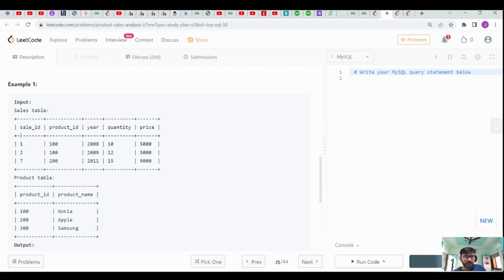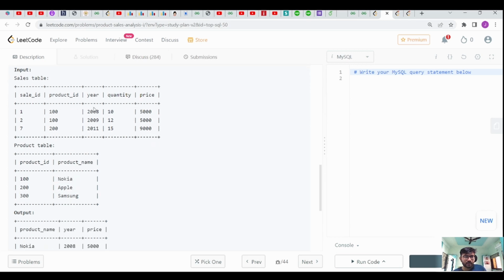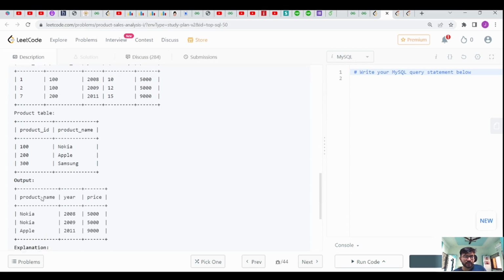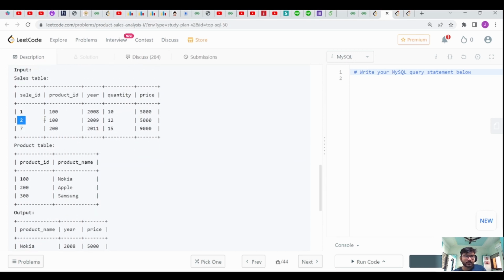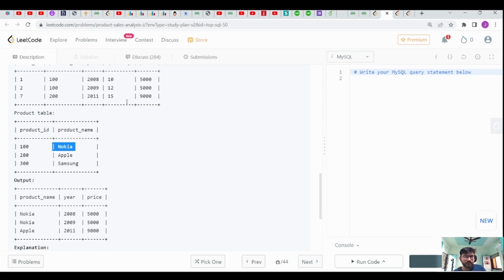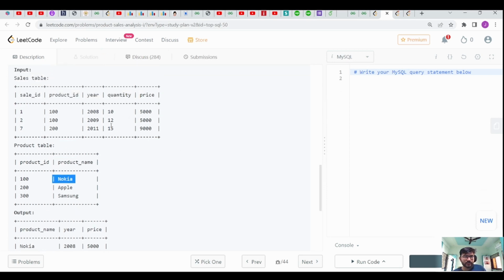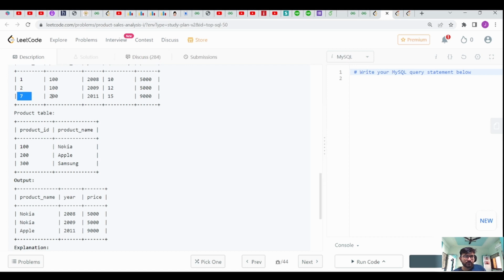So let's look at the sample. For sale id 1, my product id is 100, right? But the corresponding product name is Nokia, right? So what I want is Nokia, I want the year, and I want the price, right? Similarly, for sale id 2, the product id is 100. So again, the product name would be Nokia, and the year and the price would be corresponding to this sales table, right? Similarly, for sale id 7, we have product id as 200. So we are getting the product name as Apple in my result, right?